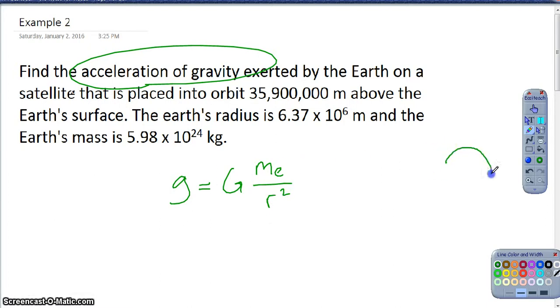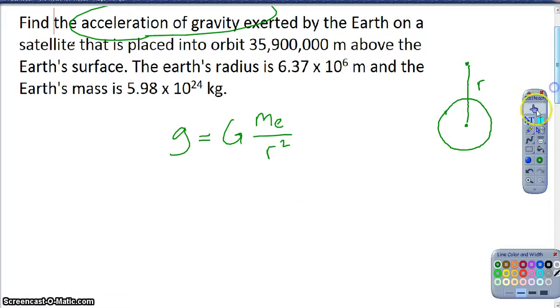So the only thing you do have to be careful about here, so here's my earth. I'm going from the center of the earth all the way to the height of the satellite, right? So I need the total distance to be representing my r. Okay, so again, I've got the mass of the earth. They just flat out give that to me, which is good. I've got my universal constant because I always have that, and then I just need to find my r in terms of that total distance, right?